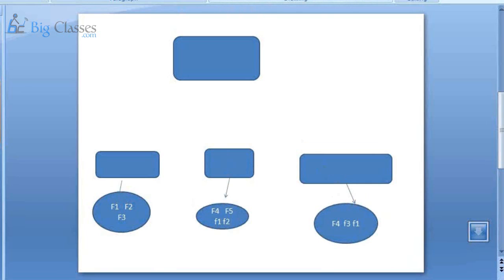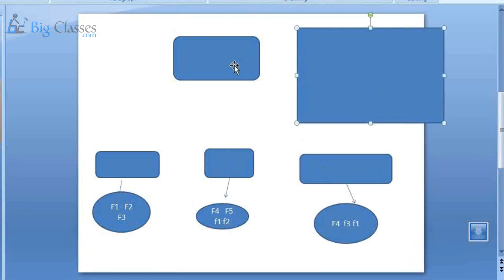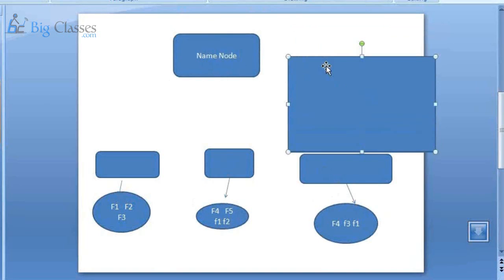Okay, now this is going to maintain this particular information. This is the name node, what we call here, and this is what is called the metadata. The name of this particular metadata is what is called the FS image, that is, the file system image.